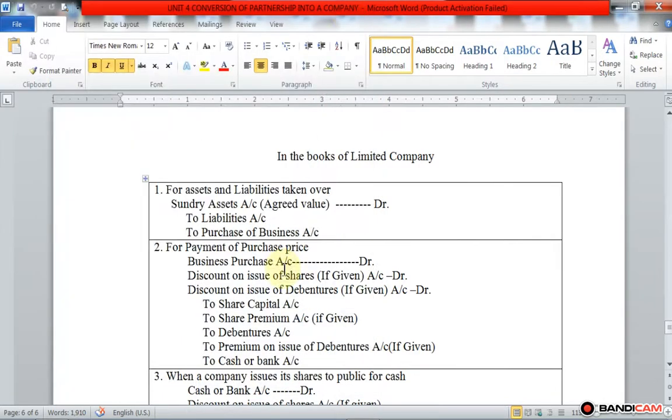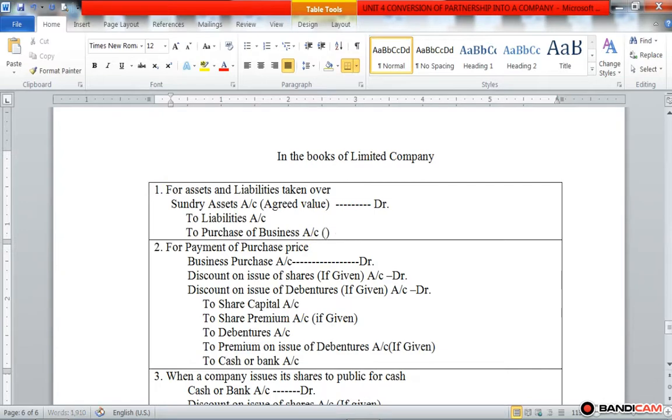In today's lecture we are going to study the accounting treatment in the books of limited company. Here are the model journal entries. The first transaction is for assets and liabilities taken over. The entry will be: Sundry Assets Account debit, to Liabilities Account, to Purchase of Business Account, here the amount of PC. PC means purchase consideration.